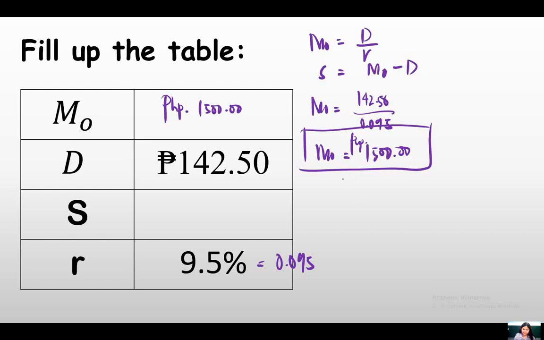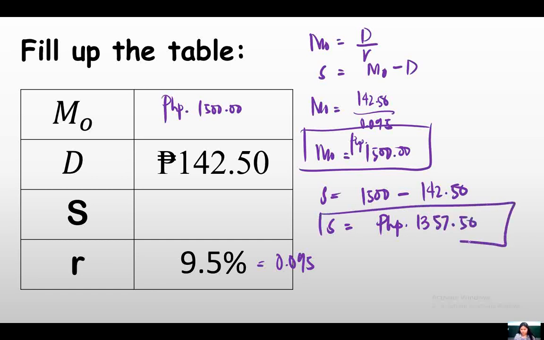Now, let's get the selling price. Okay, so we already have the cost price and the discount. So selling price is equal to cost price, where cost price is 1,500, minus the discount, which is 142.50 pesos. Now, the selling price is 1,357.50. Okay, next.